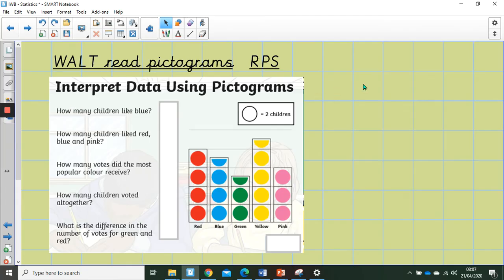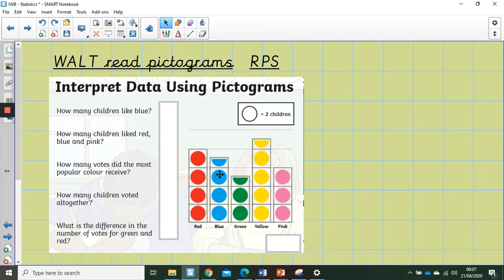Hello 3-4. Just having a quick look at interpreting data or reading pictograms. So this one is about, well, let's have a see. Is there a key? There's no information that tells us exactly what this is, so we'll have to interpret it using the questions. How many children like blue?